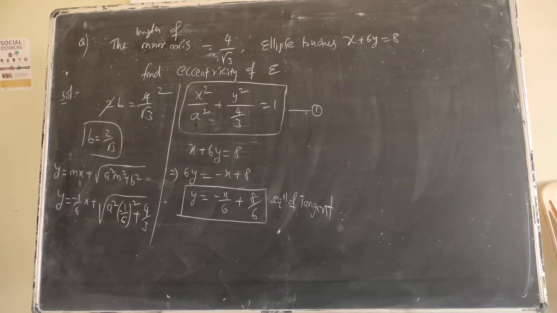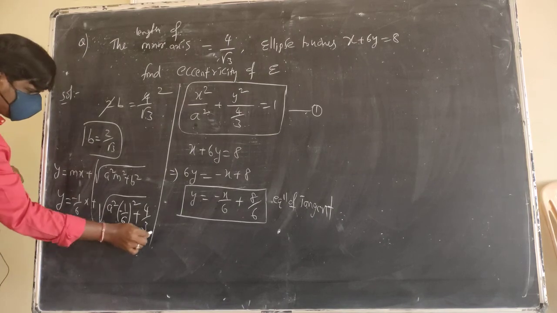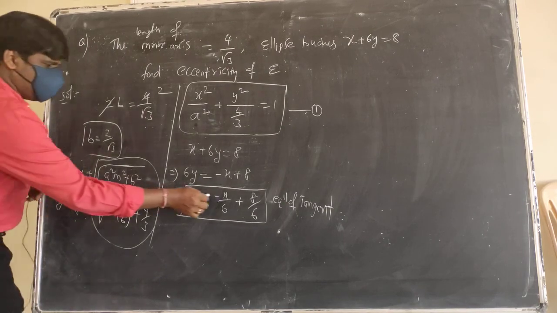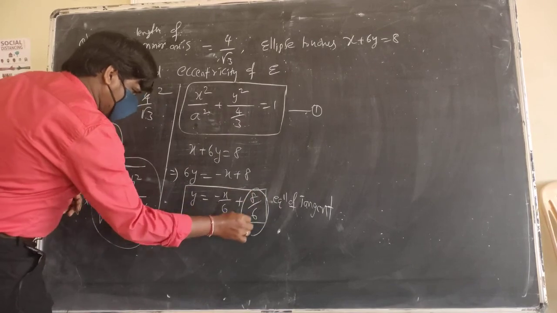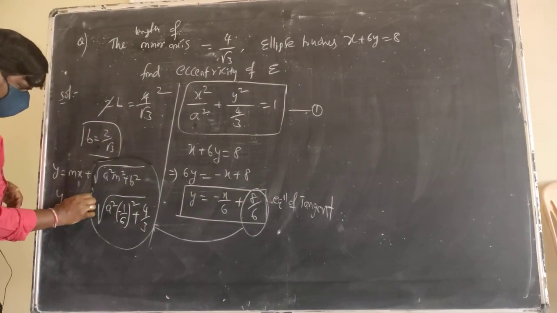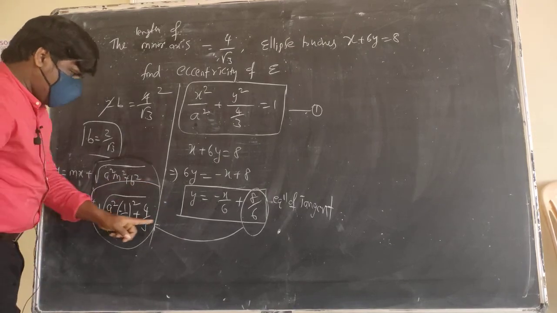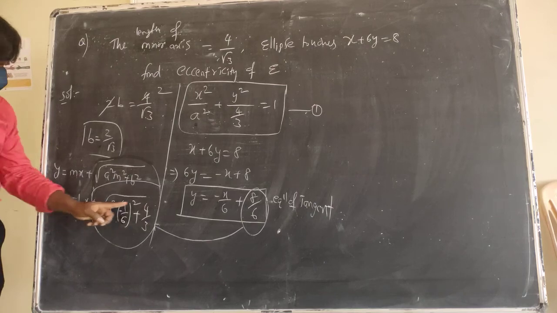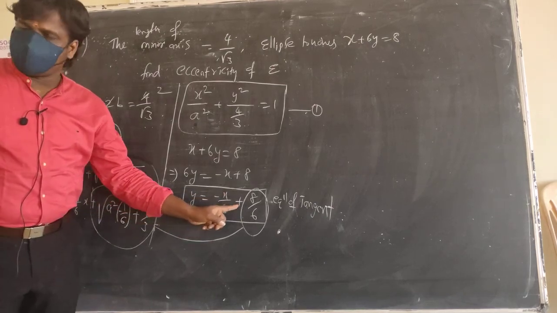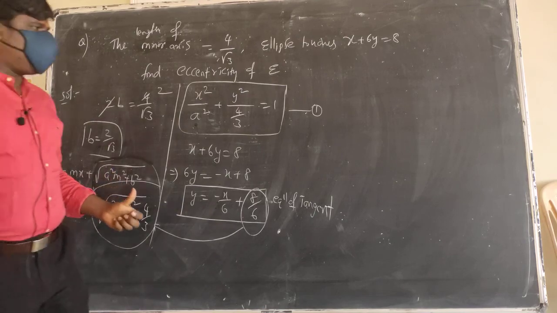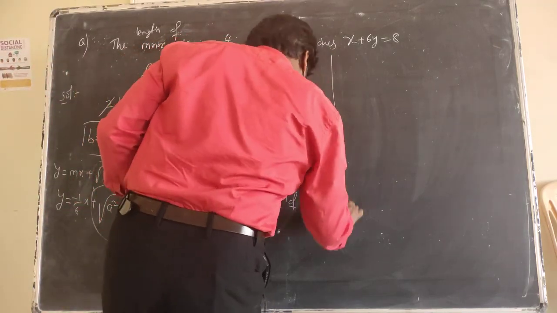Here what can I use? I can equate these both, because the constant c we will equate. This one and this one I can equate, because the c is the same. y is equal to minus 1 by 6 x plus 8 by 6 is given here. We can equate these both, so you get the value of a here.